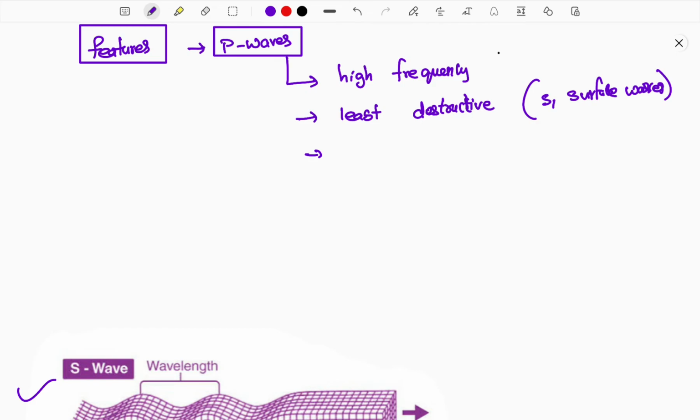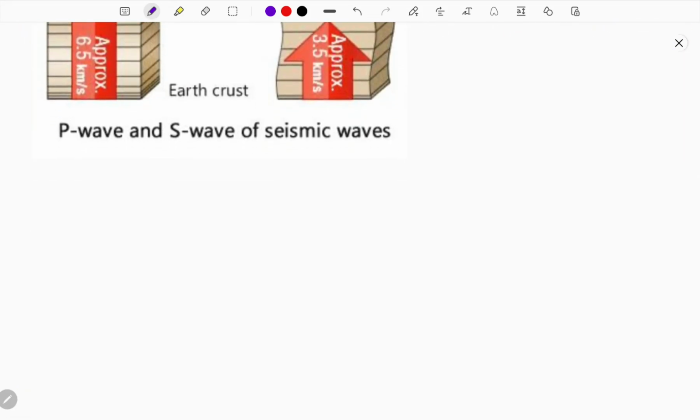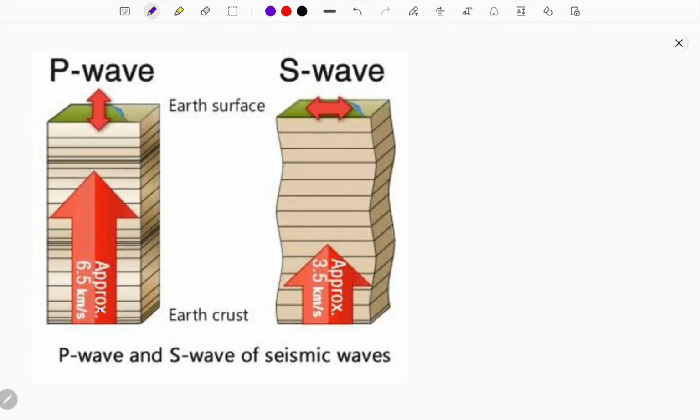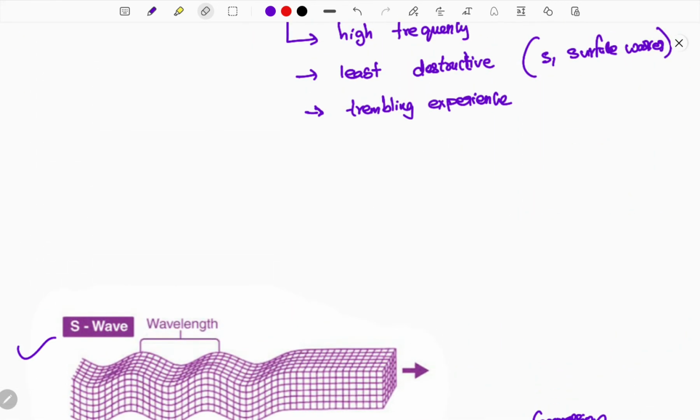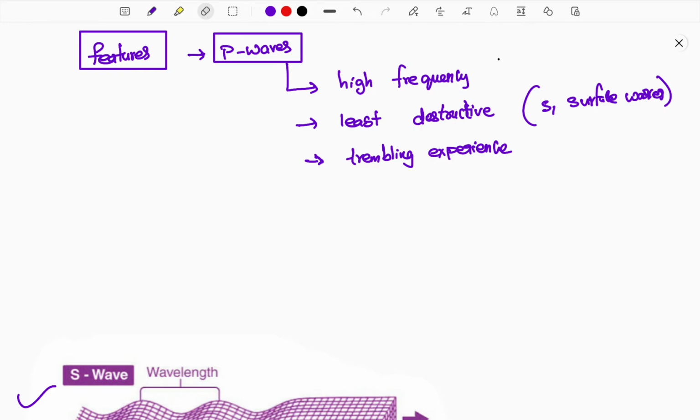But here, what effect do P waves create on the earth surface? While traveling, P waves create a trembling experience on the earth surface. Why so? Here you can see the image. P waves are traveling vertically upwards to the surface. This is the surface. It is creating compression and rarefaction, continuously, because of this pressure and release. So it creates a trembling along the surface of the earth.